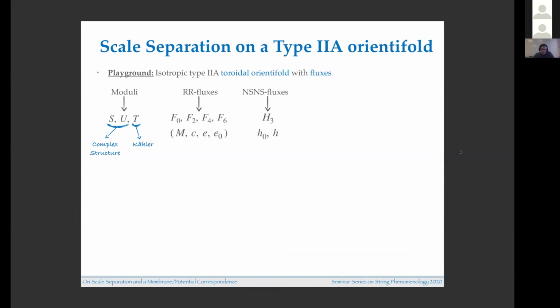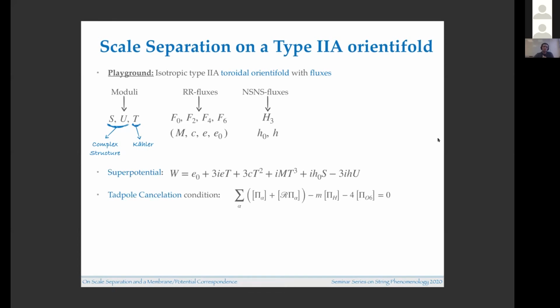So the idea here is, the playground that we will be using in this case is, as I was saying, type 2A toroidal orientifolds. In particular, I will take an isotropic type 2A toroidal orientifold, so that the moduli that we have are these three, just an STU model, in the sense that we have these T's, which are the Kähler moduli, these U, which are the complex structure moduli, and this S, which includes the 10D dilaton, and both of them are in the N=1 complex structure sector. And on top of this toroidal orientifold, we will put some fluxes. So the customary thing is to put these Ramond fluxes and NS fluxes that we will denote like this.